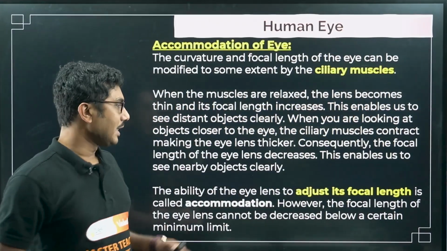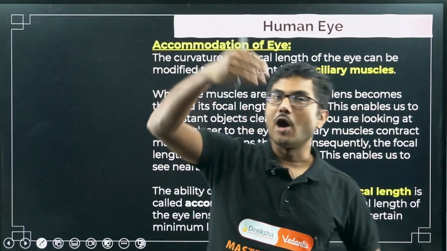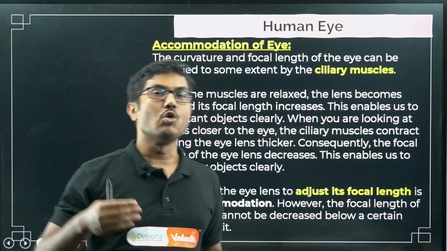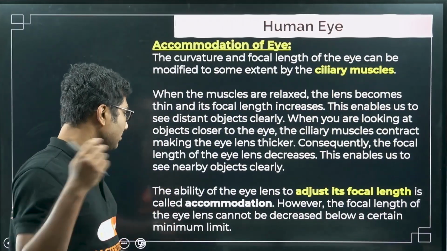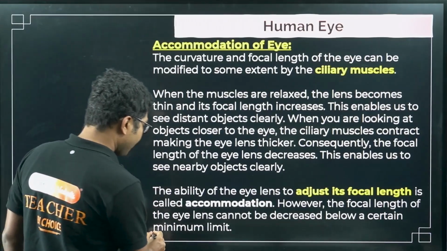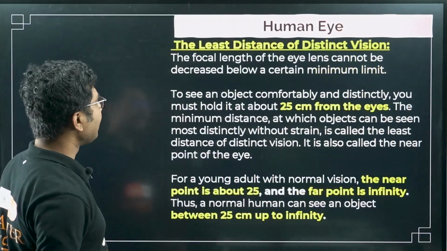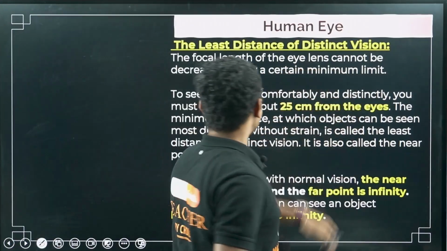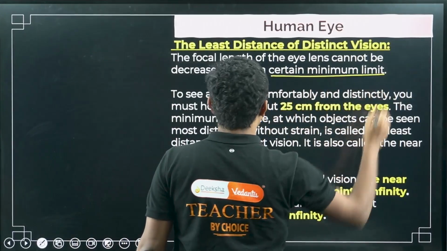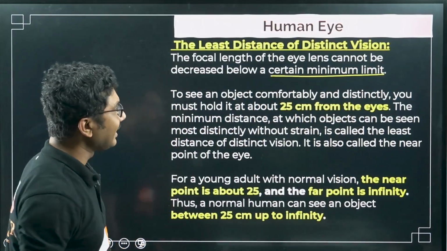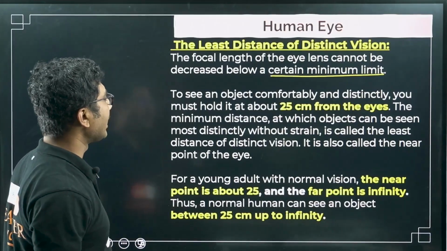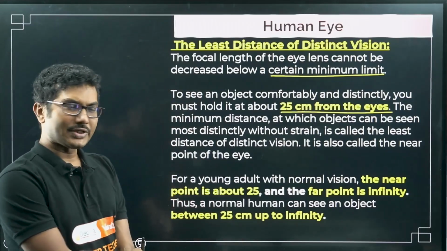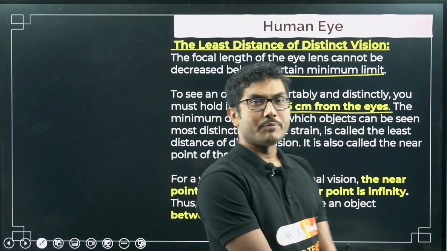Also, no matter how close, your eye can accommodate distances, but it cannot go below a certain value. There is a minimum limit. Now what is the minimum limit? The focal length of the eye lens cannot be decreased below a certain limit. Thus to see an object comfortably and distinctly, you must hold an object about 25 centimeter from the eyes. So this is the minimum distance from which you should keep objects which are close to your eye.